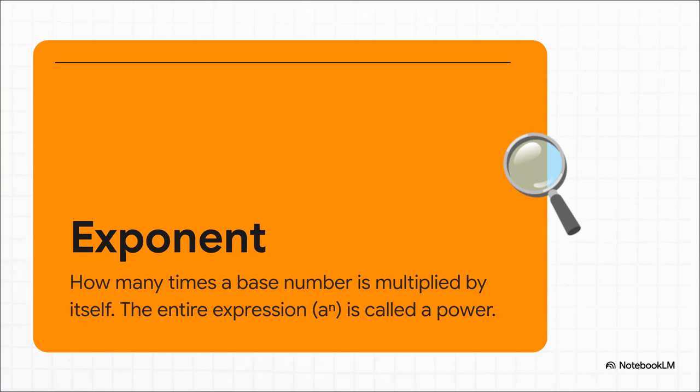So, how's it work? It all boils down to three key terms. First, you've got the base. That's the big number being multiplied. Then you have the exponent, that little number up top that tells you how many times to multiply the base by itself. And the whole thing together, the base plus the exponent, we call that a power.